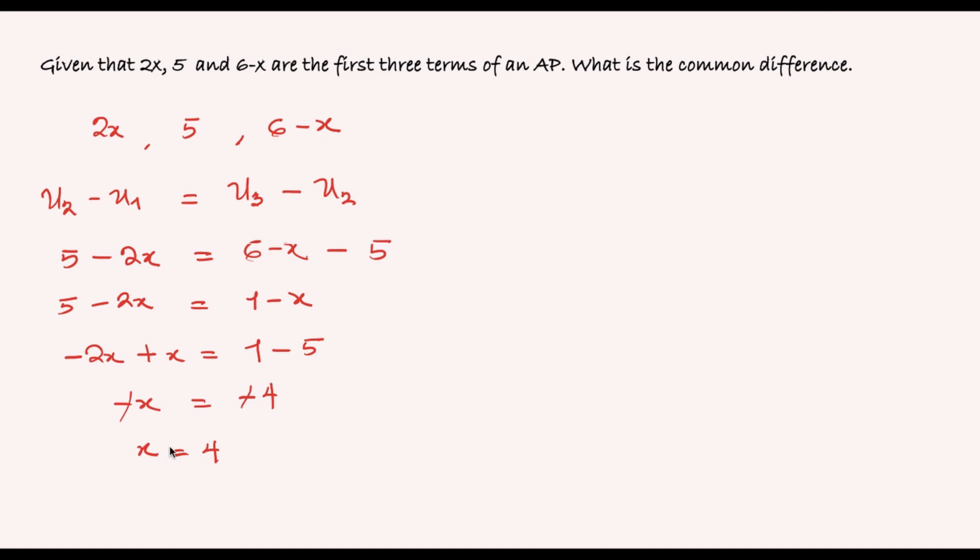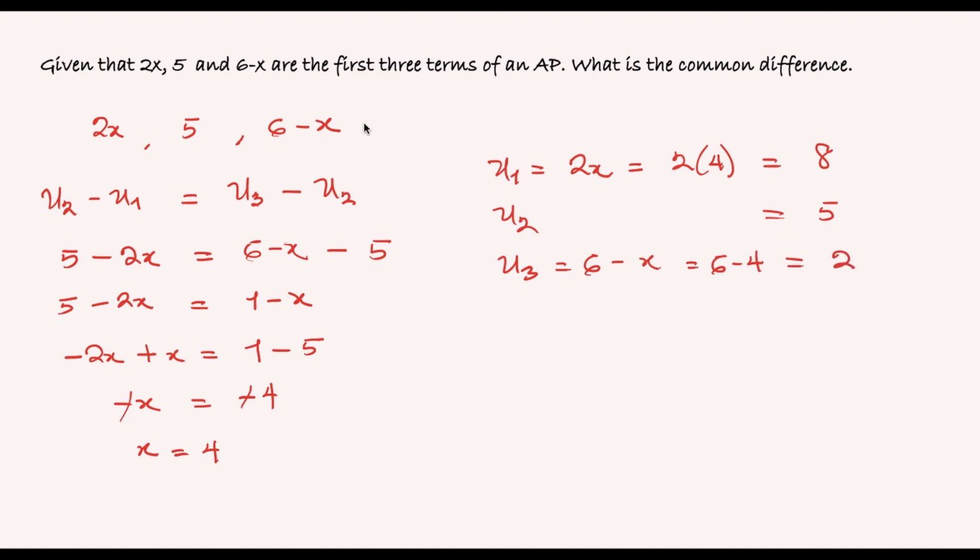So if our x is equal to 4, which means that our first term here, u1, is equal to 2x, and this is equal to 2 multiplied by 4. This is equal to 8. We have that our second term u2 is equal to 5, that's a constant. And we have that our u3 is equal to 6 minus x, which is 6 minus 4. This is equal to 2. So numerically, our sequence is actually, the first term is equal to 8. So this is 8, 5, and 6 minus x is equal to 2.